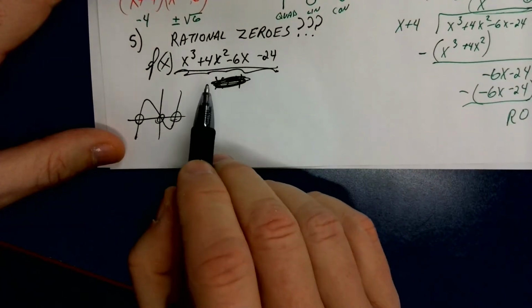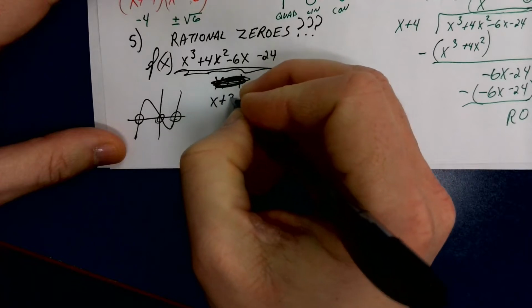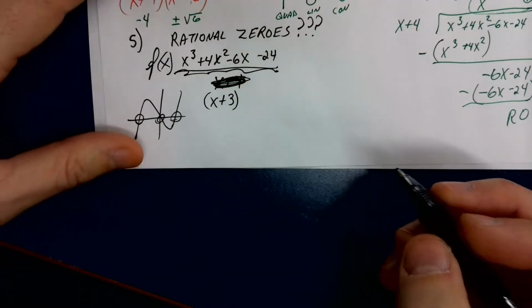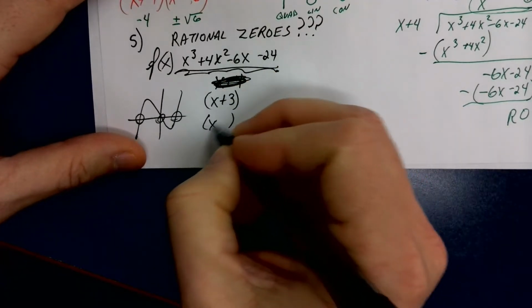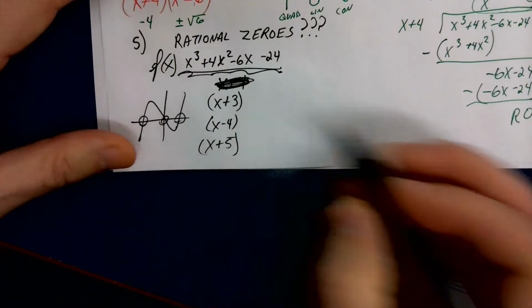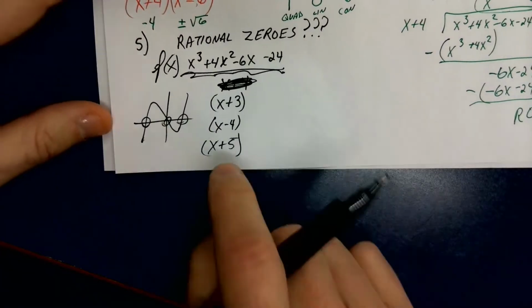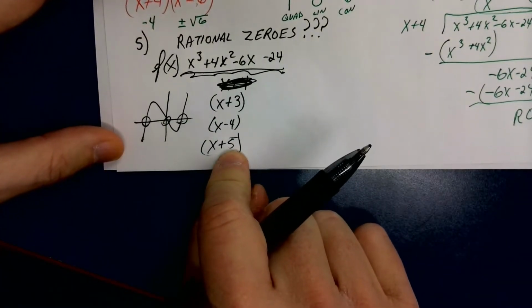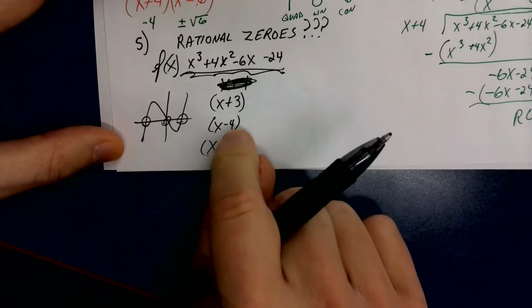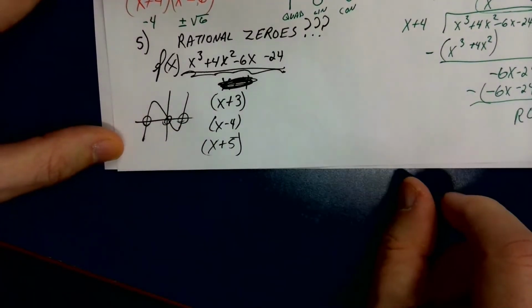Well, I could randomly go, let's see, does x plus 3 work? Does x minus 4 work? Does x plus 5 work? And you know that if it's a remainder of 0, then it works, and it's one of the factors, right? If this worked and got a remainder of 0, then it'd touch at -5. If this worked, it would touch at +4. And if this worked, it would touch at -3.